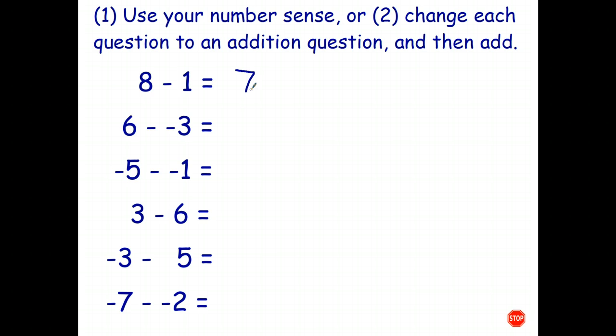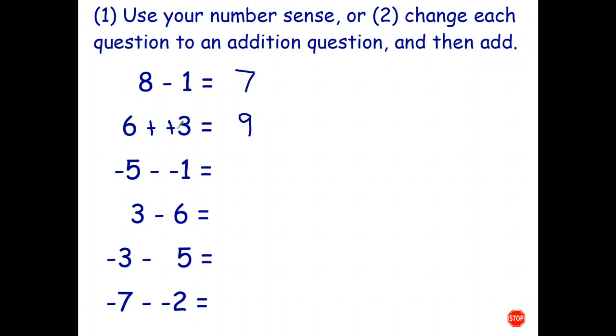Now 6 subtract -3. Again, using your number sense, you can think, well, I'm going to take away a bill of $3. It means I'm going to be $3 better off, and that gives me $9. Or you can change every subtraction to add, every number to its opposite, and you get the same as 6 plus 3, which is obviously equal to 9. Okay, stop the video, have a go at the next 4, and check your answers once you've finished.